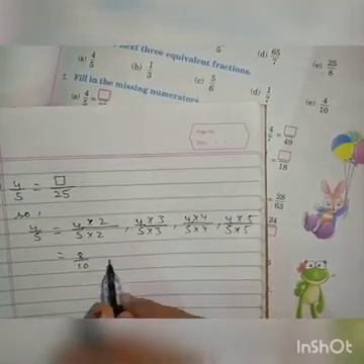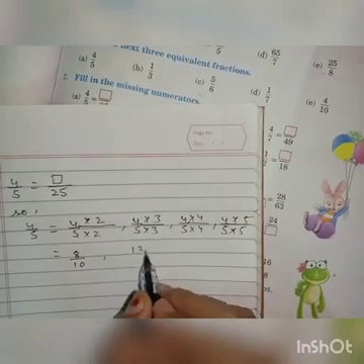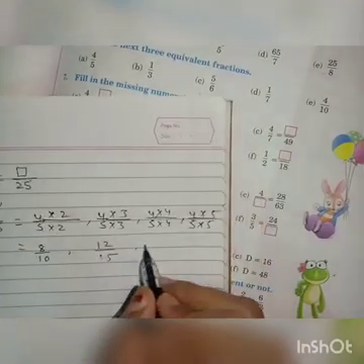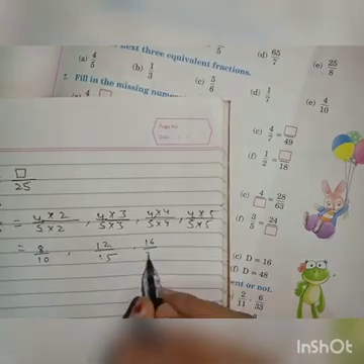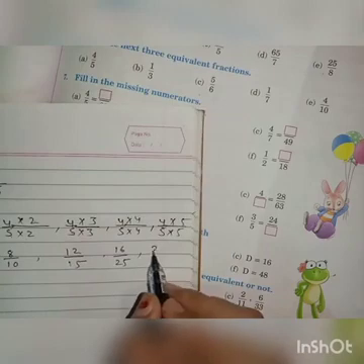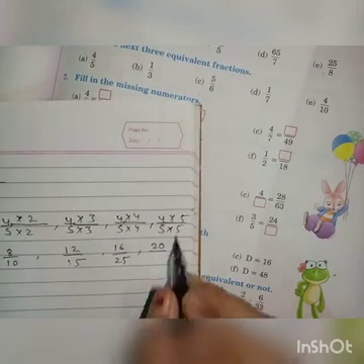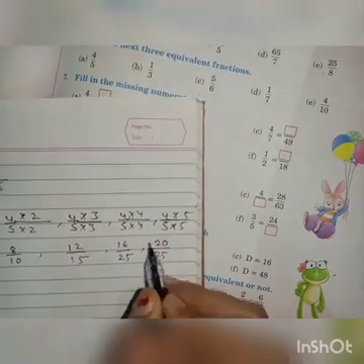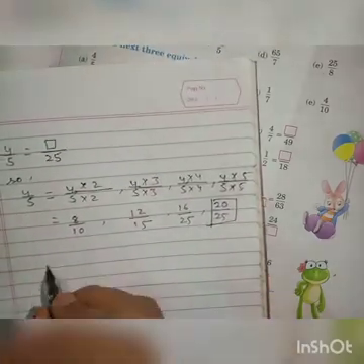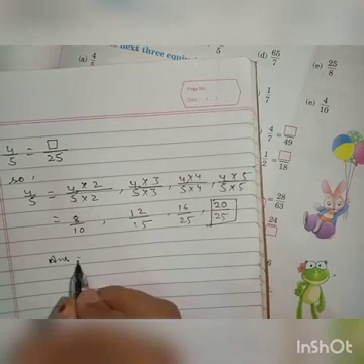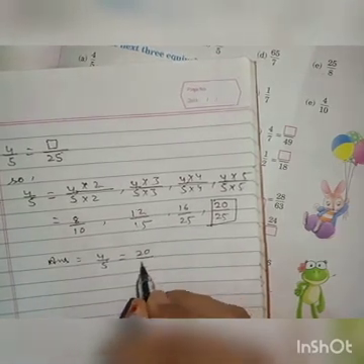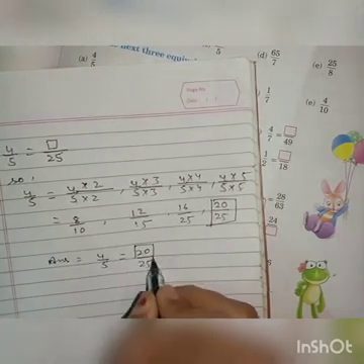5 twos are 10, 4 threes are 12, 5 threes are 15, 4 fours are 16, 5 fours are 20, and 4 fives are 20, 5 fives are 25. This is our required fraction. So, the answer will be 4 by 5 is equal to 20 by 25. This is the answer.